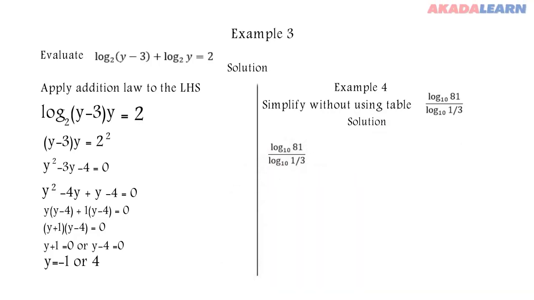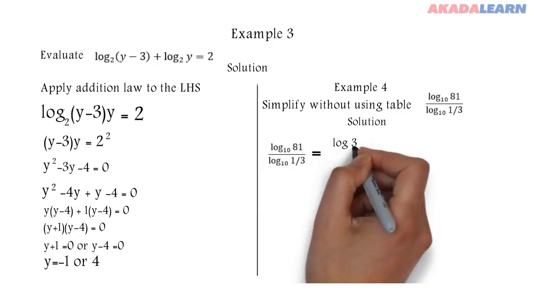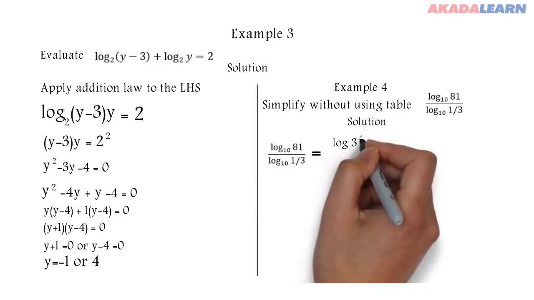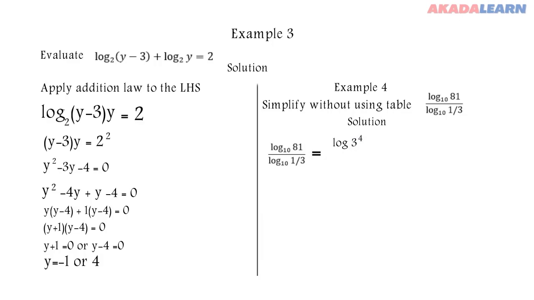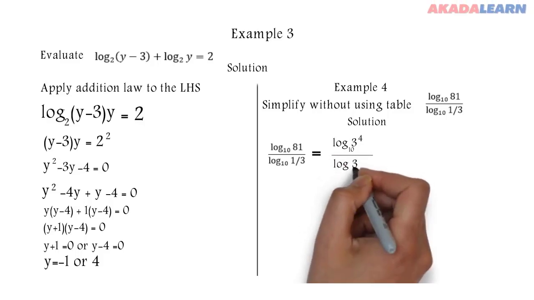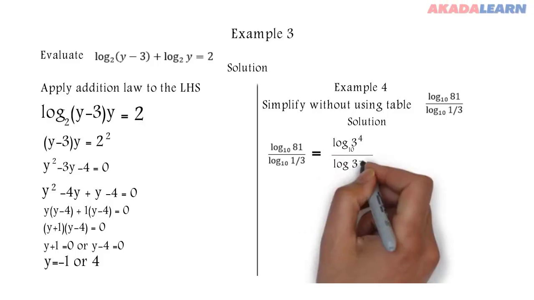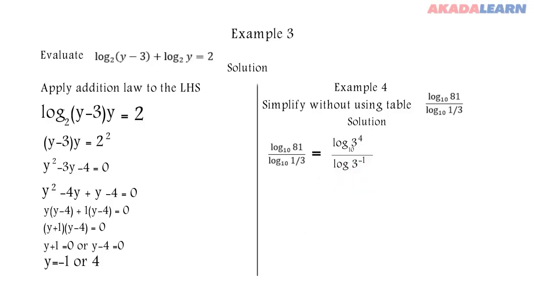Now we are going to simplify 81, and 81 is the same thing as 3 raised to power 4. So we have log 3 raised to power 4 base 10 all over, now 1 over 3 is the same thing as saying 3 raised to power minus 1. So we are going to say log 3 raised to power minus 1 base 10.